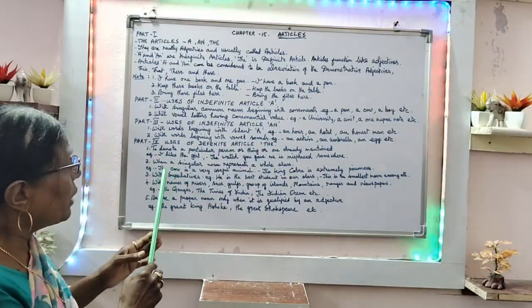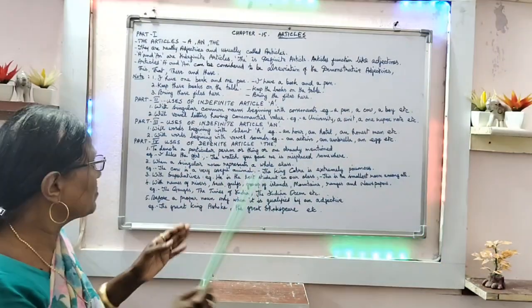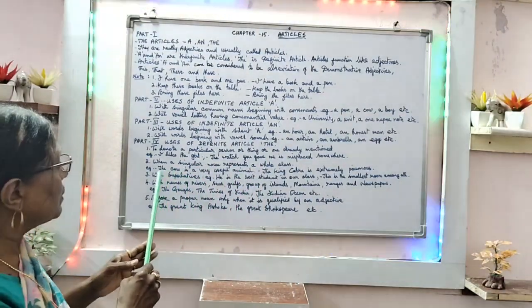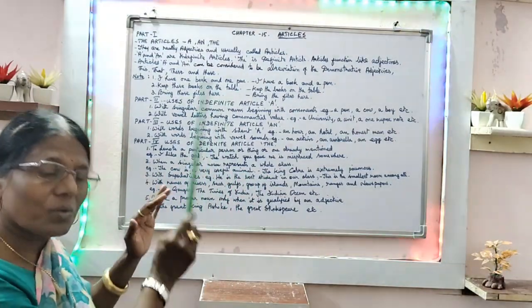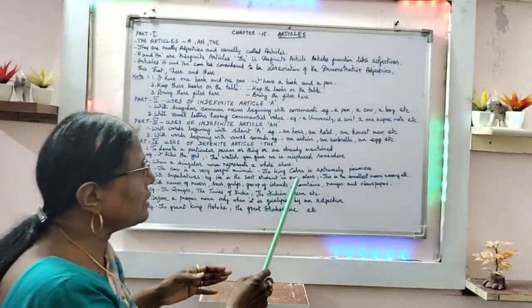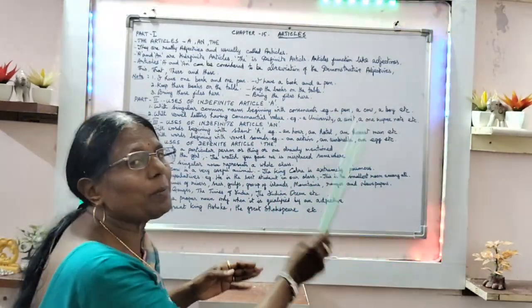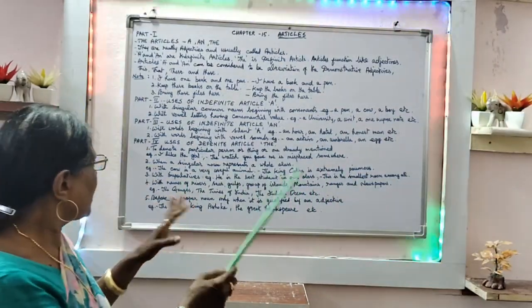Next is when a singular noun represents a whole class. Example, the cow is a very useful animal. The cow family, cow class, the whole class. The king cobra is extremely poisonous. So these are the examples.